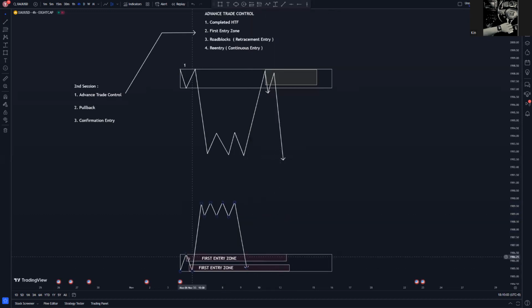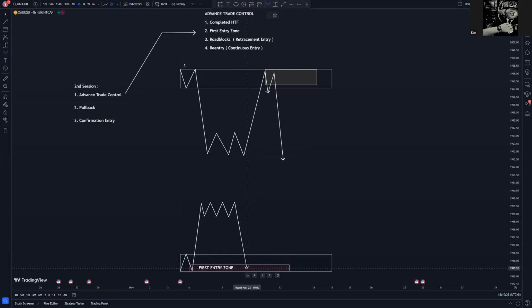Okay, so when the price gets into the second zone of the first entry zone, if inside this zone there is a confirmation entry, what will happen? Yes, the price is going to respect and go up by using this engulfing buy zone, for an example, which is our first entry zone.